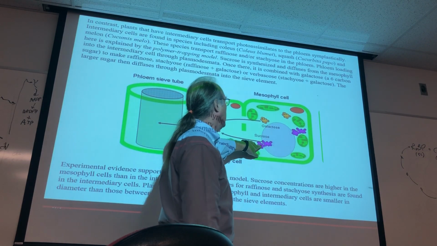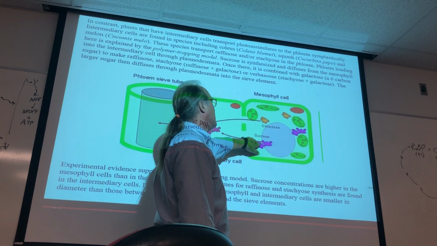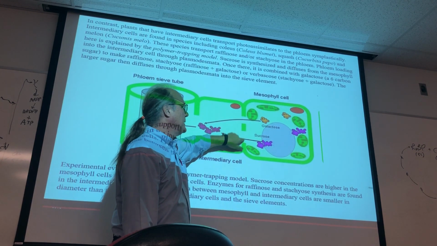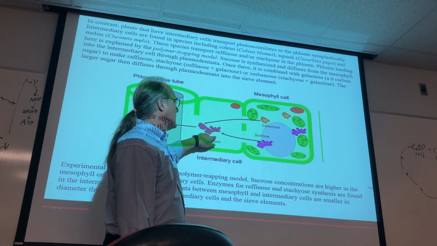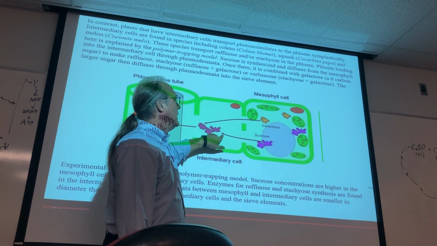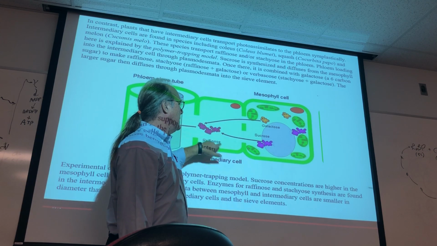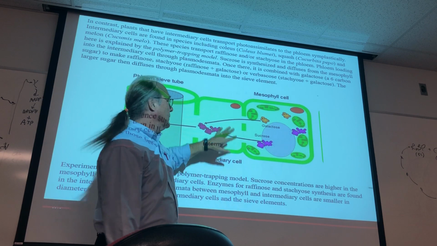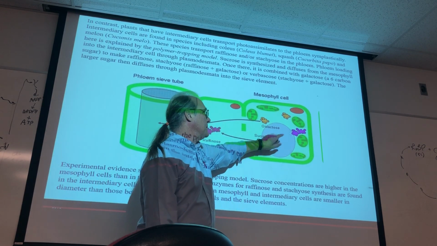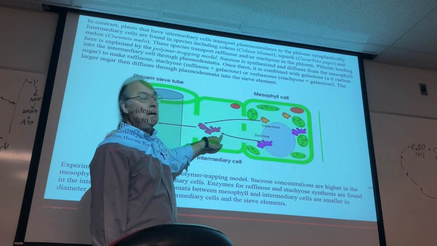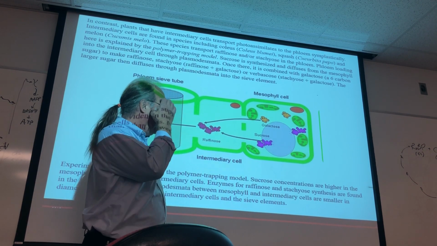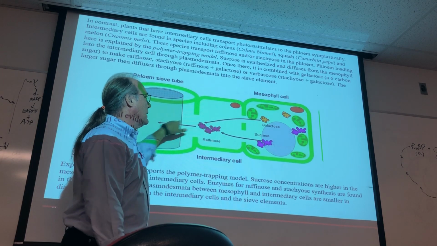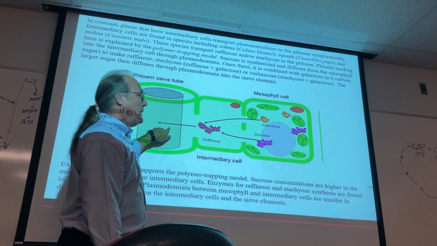That sucrose diffuses from this cell to an intermediary cell through plasmodesmatal connections. The sucrose concentration in this cell is kept low because once it gets here, this sucrose is combined with galactose to make raffinose. So low concentration of sucrose here, high concentration here, means the movement is this way. Raffinose, high concentration here, lower concentration in the sieve tube. It also diffuses through plasmodesmatal connections this way.